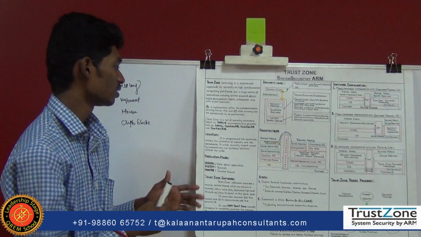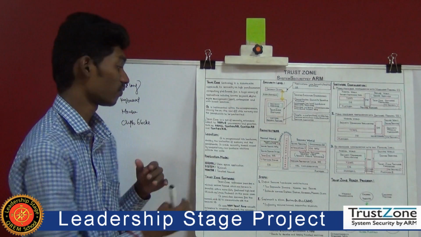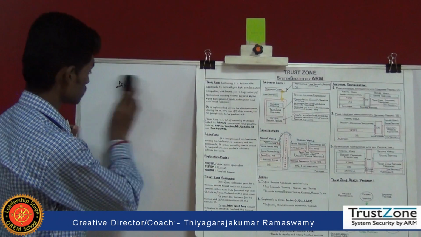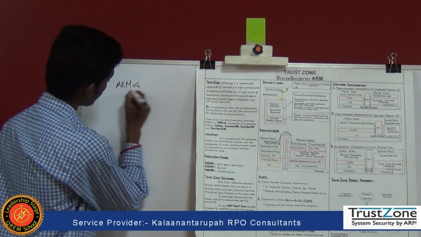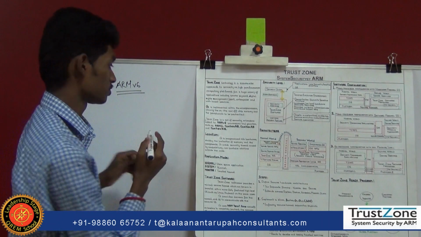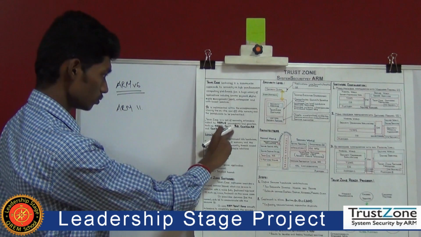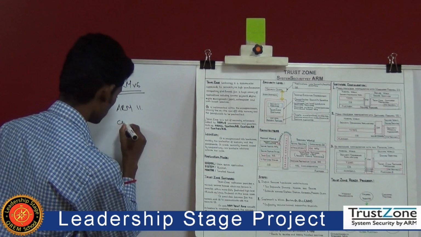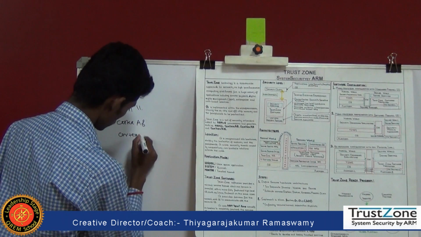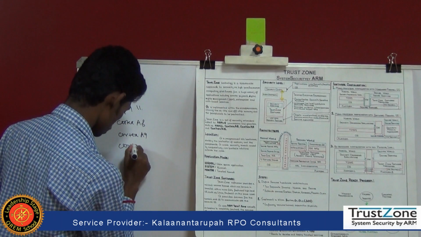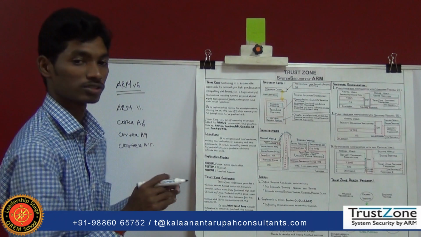And this TrustZone is a set of security extensions added to the ARM v6 processor and also the later versions of the ARM v6 processor. The extensions of these ARM v6 processors are ARM11 and the Cortex series, that is Cortex A8, Cortex A9, and also Cortex A15.